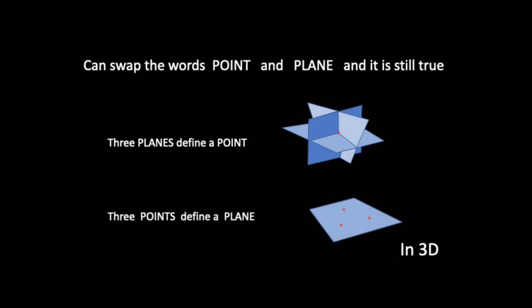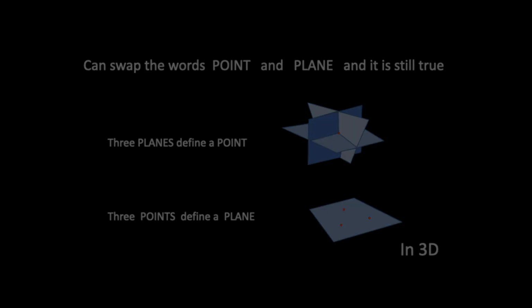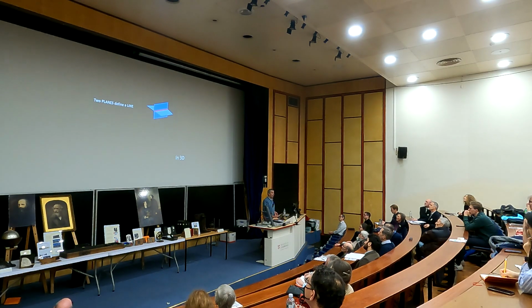3 planes define a point, swap the words. 3 points define a plane. It's true. I didn't know you could just swap the words and get a truth. Do it again here. 2 planes define a line. Swap the words, what do you get? 2 points define a line. Thank you. It's 2 points define a line.